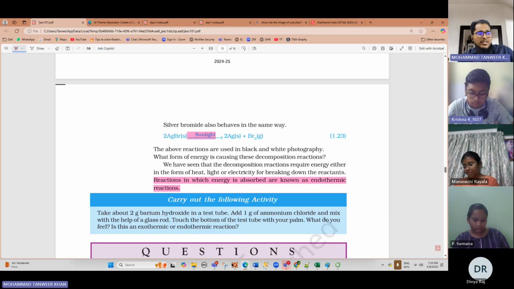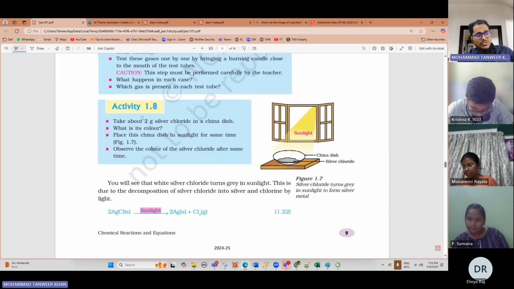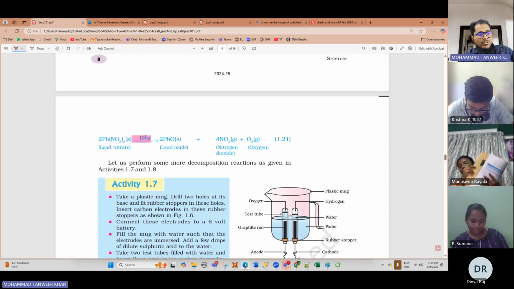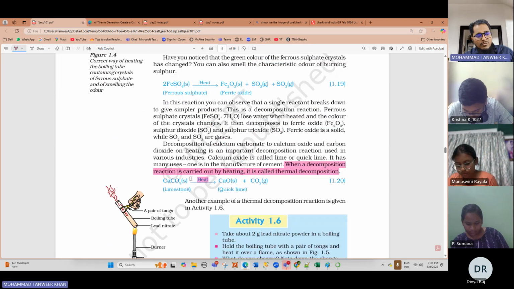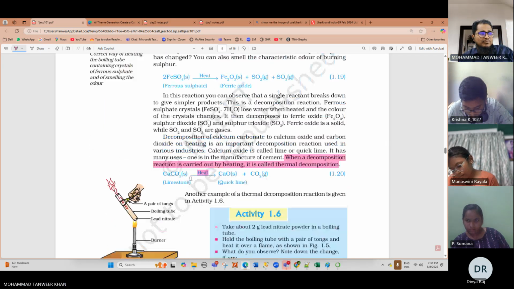Okay, and these are the examples of endothermic reaction. So we are providing sunlight. That is again energy we are providing. Here also we are providing sunlight. That is energy. This is also an endothermic reaction. This is also an endothermic reaction. This is also an endothermic reaction, and they all are decomposition reactions. Hope this is clear. Yes, sir.